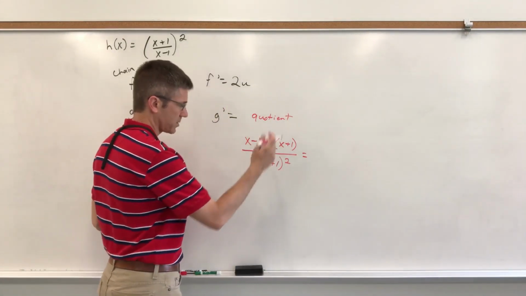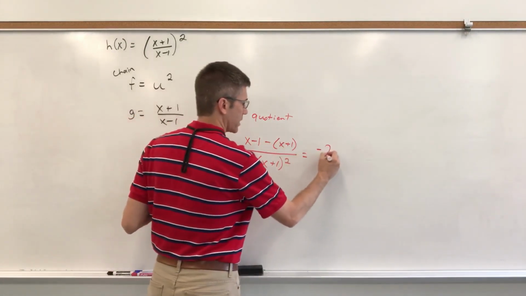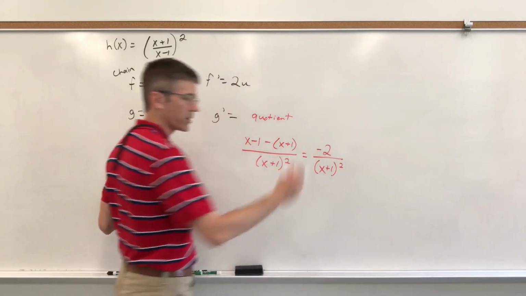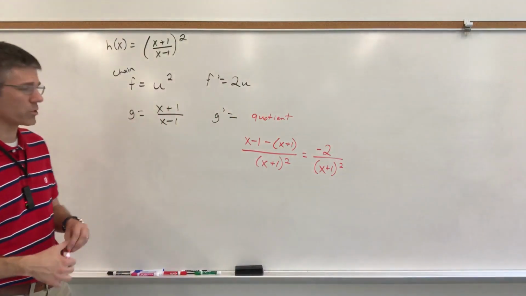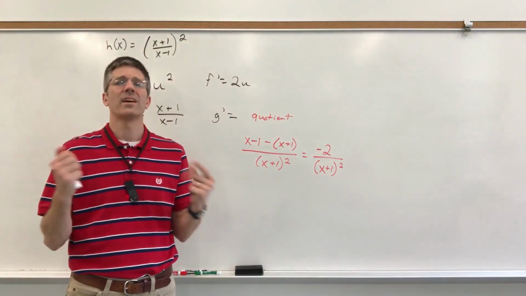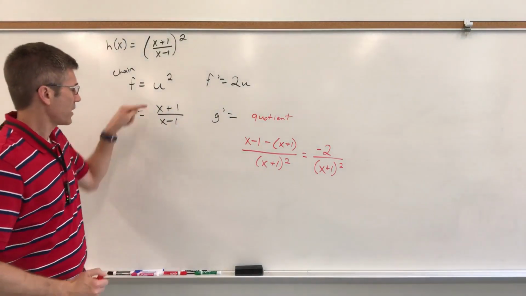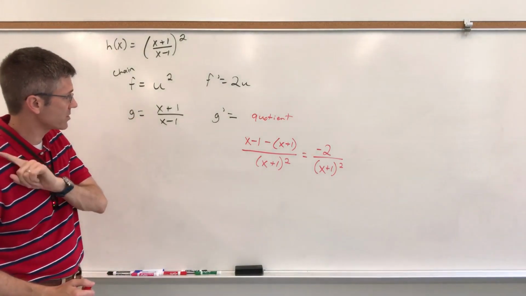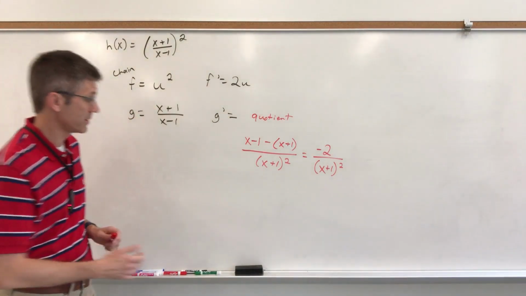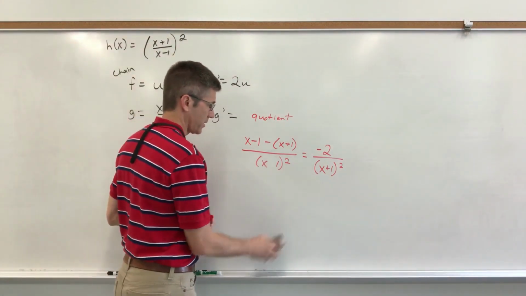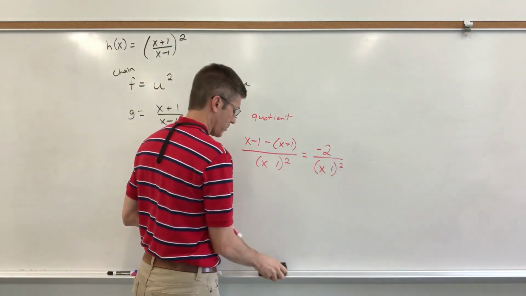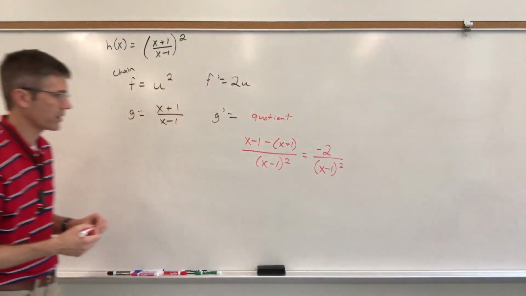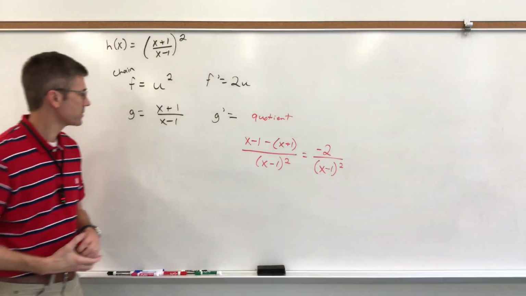X minus x is gone. Negative 1 minus 1 is negative 2 over x plus 1 squared. There we go. We have just done the quotient rule without writing all the f's and g's. You get the hang of it, it goes pretty quick. So again, f prime g minus fg prime, all divided by g squared. I just noticed a mistake I made. This and this should be minus. Hopefully you caught that before I did. There we go, because that would be the bottom part.